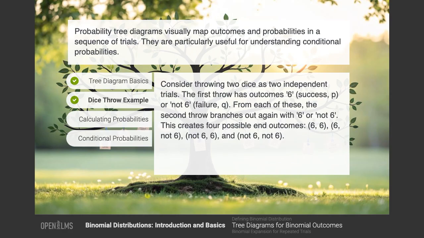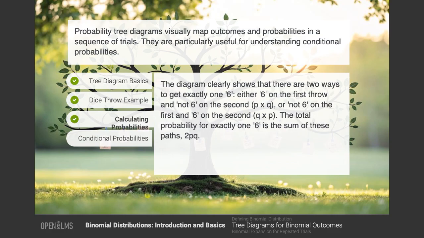Consider throwing 2 dice as 2 independent trials. The first throw has outcomes 6, success P, or not 6, failure Q. From each of these, the second throw branches out again with 6 or not 6. This creates 4 possible end outcomes: 6, 6; 6, not 6; not 6, 6; and not 6, not 6.